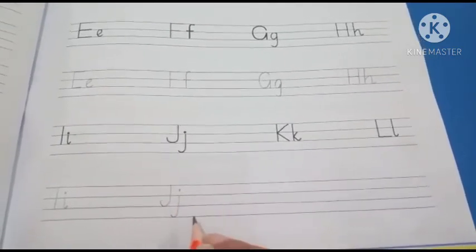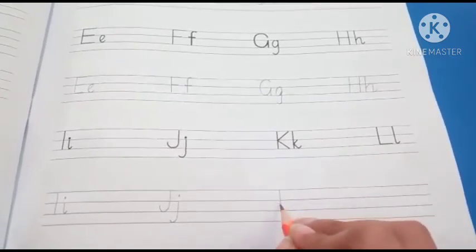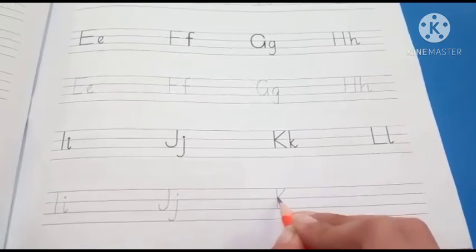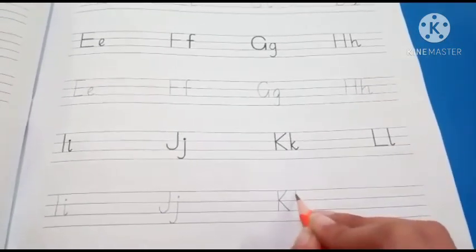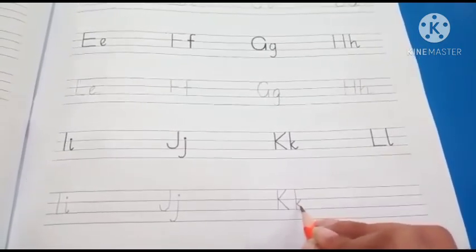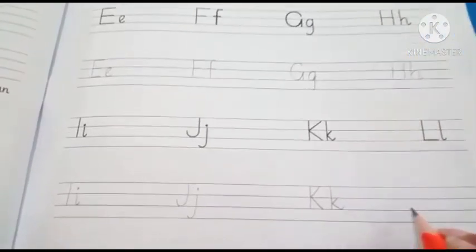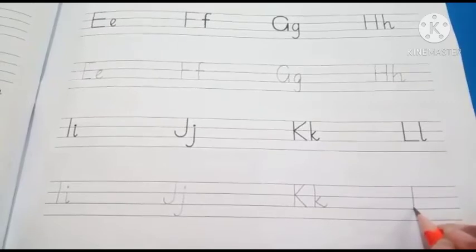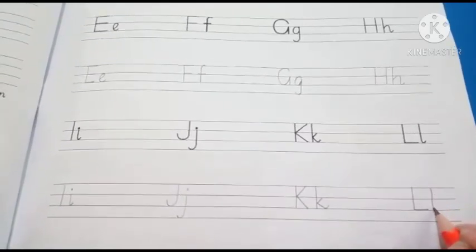After j, you will write k. Capital K. Start from the first line and make a standing line till the third line, then make two slanting lines. Small k, capital K, small k. After K, we will write capital L and small l. L. Capital L and small l.